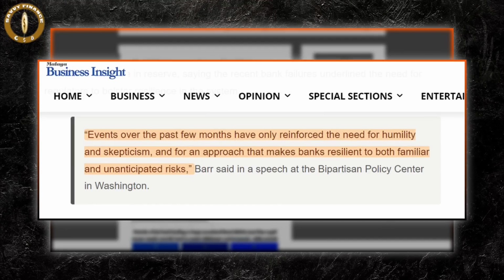Events over the past few months have only reinforced the need for humility and skepticism and for an approach that makes banks resilient to both familiar and unanticipated risks, Barr said in a speech at the Bipartisan Policy Center in Washington. Barr had been expected to prescribe tighter rules on the sector since being tapped by President Joe Biden to serve as the Fed's bank watchdog. But Monday's remarks marked the most detailed view yet of his agenda and confirmed industry fears he would pursue a broad set of tighter requirements and also ignore their pleas for relief in some areas.